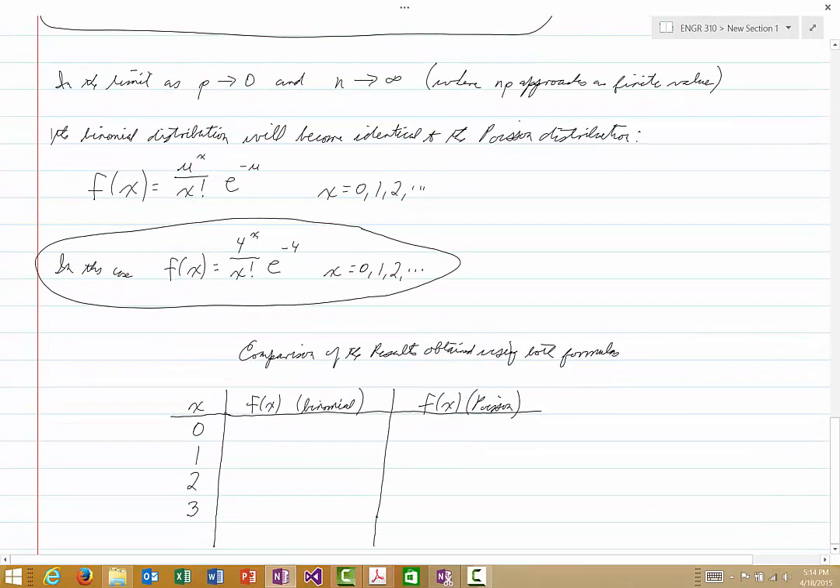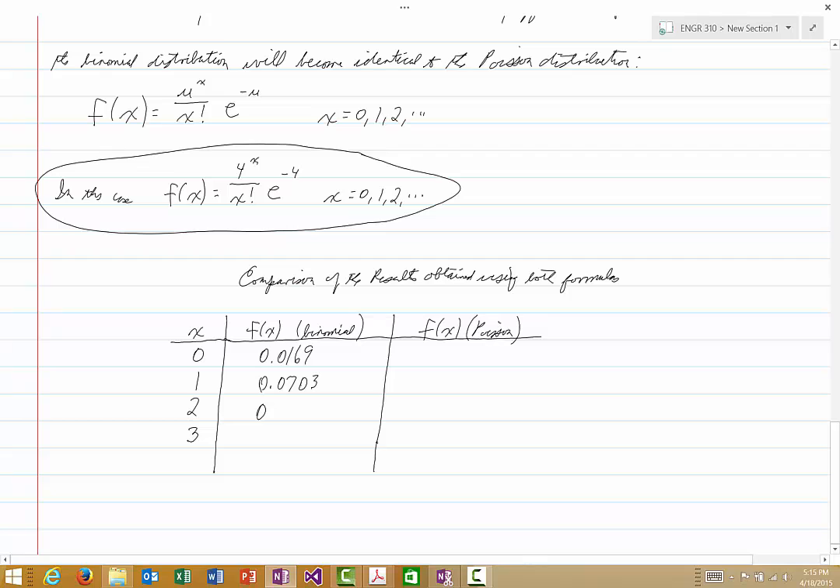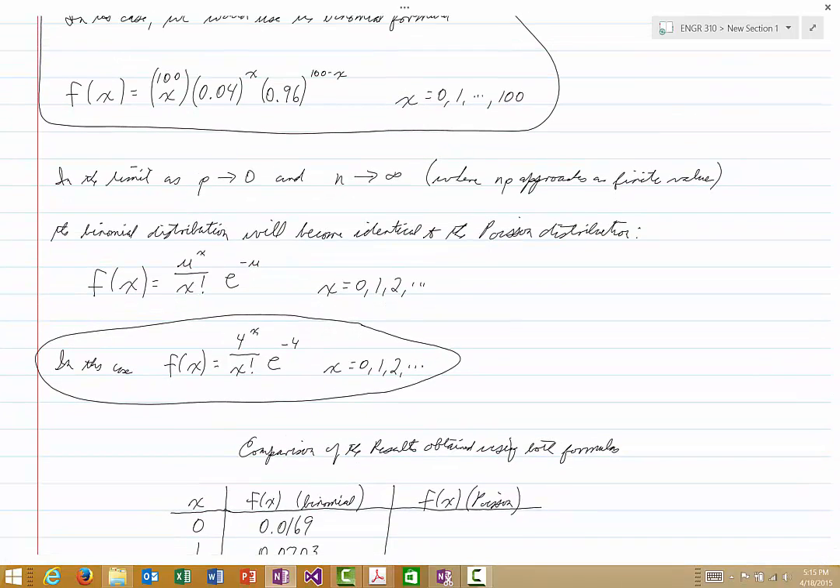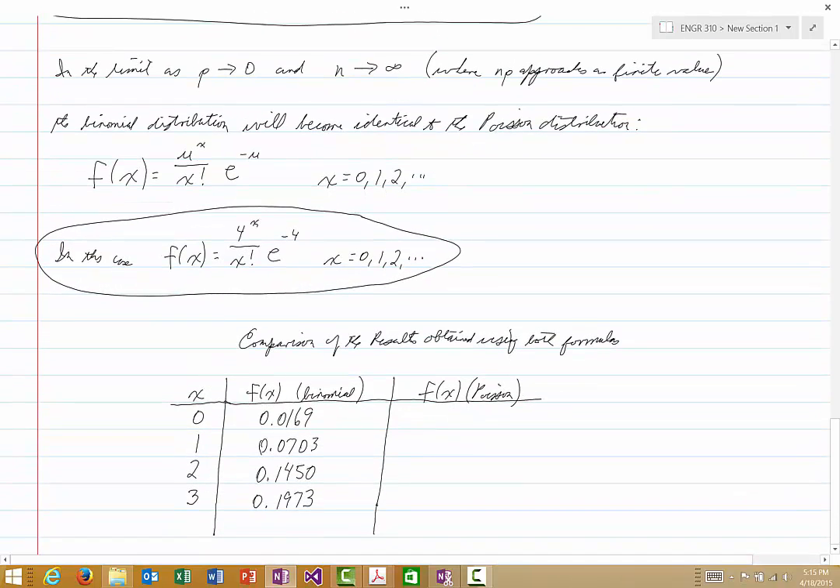And when you do that, the values that you will get are 0.0169, 0.0703, 0.1450, and 0.1973. And I encourage you to try to calculate those for yourself and make sure that you understand how to handle these factorials that appear in this first term, and to get those values.